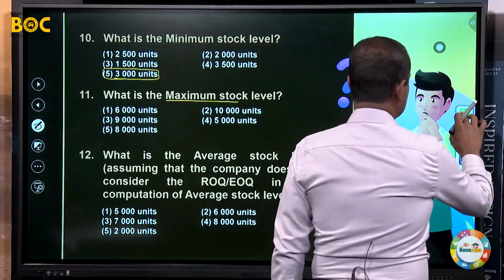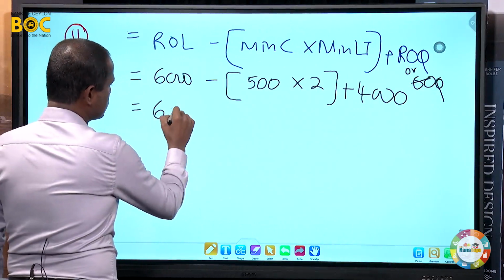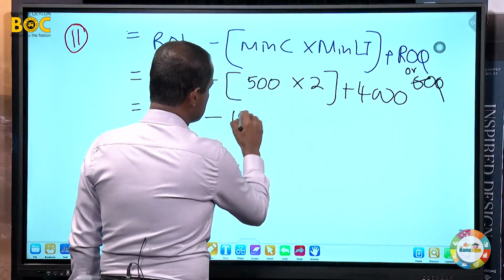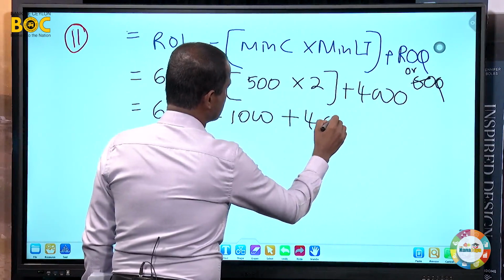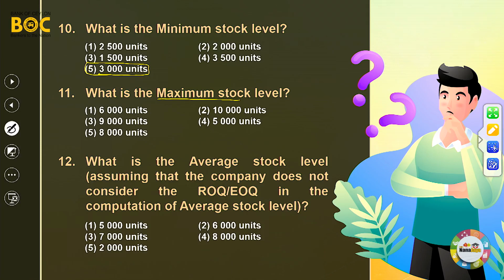Look at the values. The 6,000 minus 1,000 plus 4,000 equals 9,000 units. What's the maximum stock level? 9,000 units. That is the answer to question number 11, the maximum stock level.